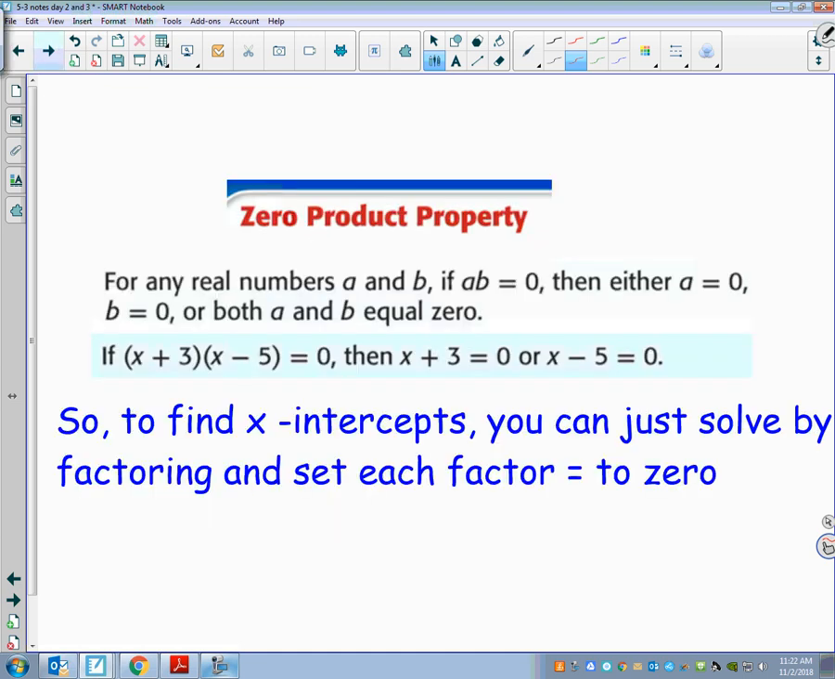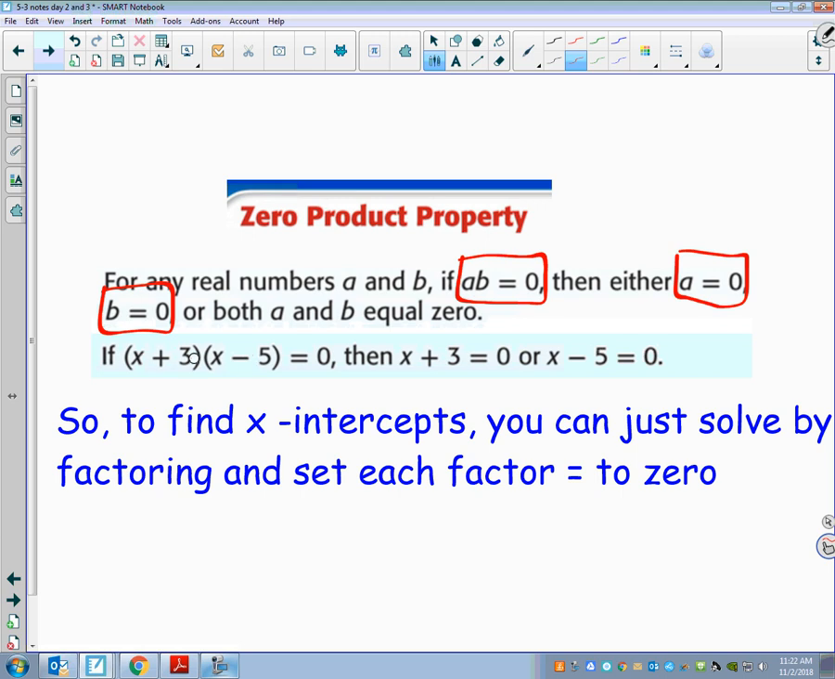So now we can do what this lesson's really about, which is solving quadratics. So remember, the zero product property says for any real numbers a and b, if a times b equals 0, the only way you can multiply to get 0 is if either a is equal to 0 or b is equal to 0, or both. Which means this is why we factor.